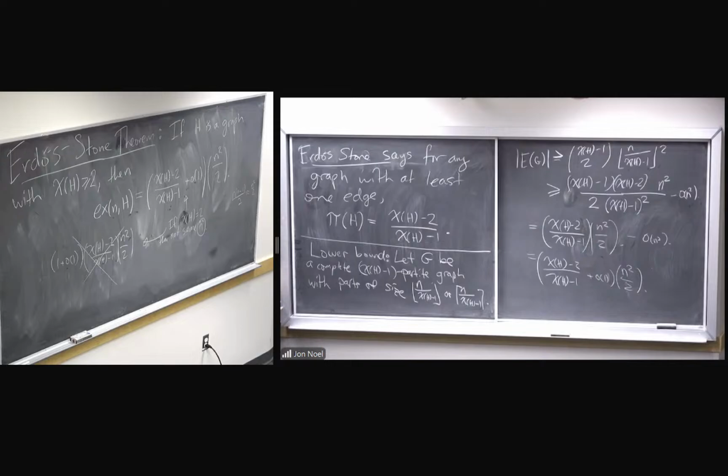I don't know what people's level of comfort is with asymptotic notation and stuff, but once you see things a few times, it might become clear. Any questions about this construction? Okay. So let's get into the proof.